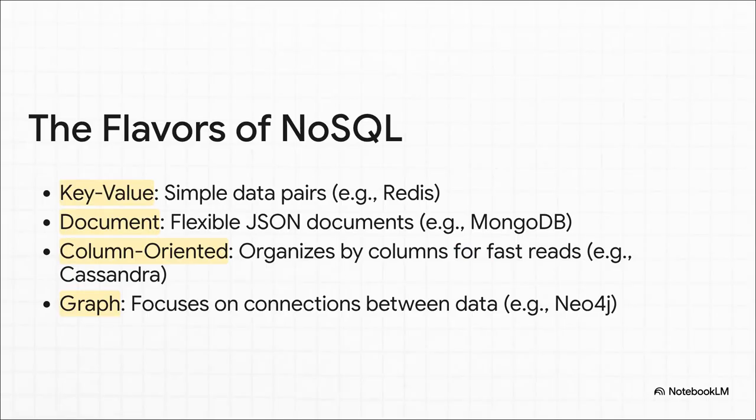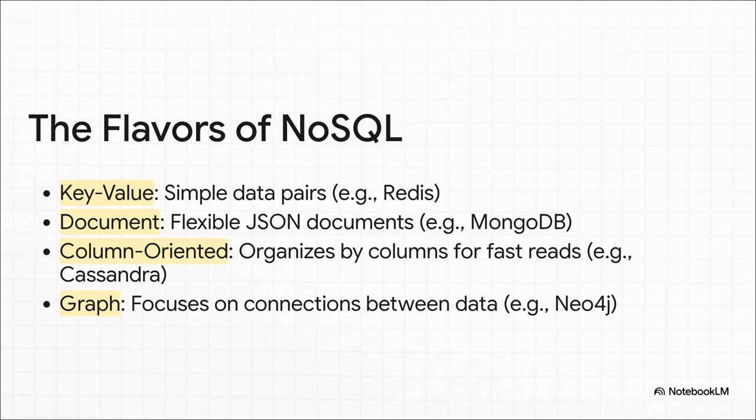And here's the thing. NoSQL isn't just one single category. It's more like a whole family of different tools for different jobs. You've got key-value stores, which are basically simple two-column dictionaries. You've got document databases that use flexible files, perfect for things like user profiles where everyone's info might be a little different. Then there are column-oriented databases, which are built for one thing, lightning-fast analysis on huge amounts of data.